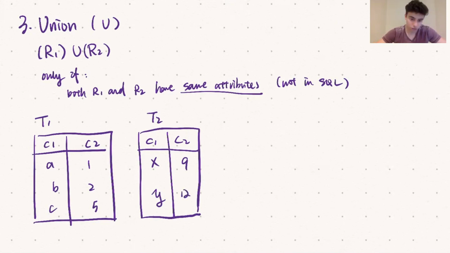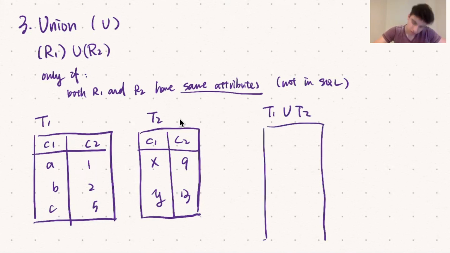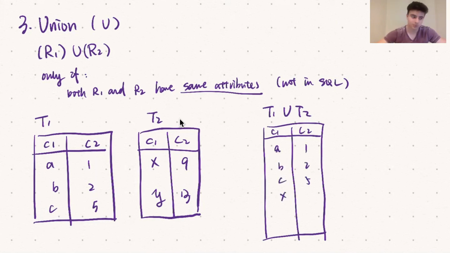So T1 union T2 is going to result in the table that contains all of the tuples of both of these two tables. So of course, we're going to start with A1 and then get B2 and C5 and X9 and of course Y13. I noticed that we ordered these such that T1 is above T2, but realistically these are sets, so it's not super important. However, in SQL, of course, the order would matter because they're not sets.